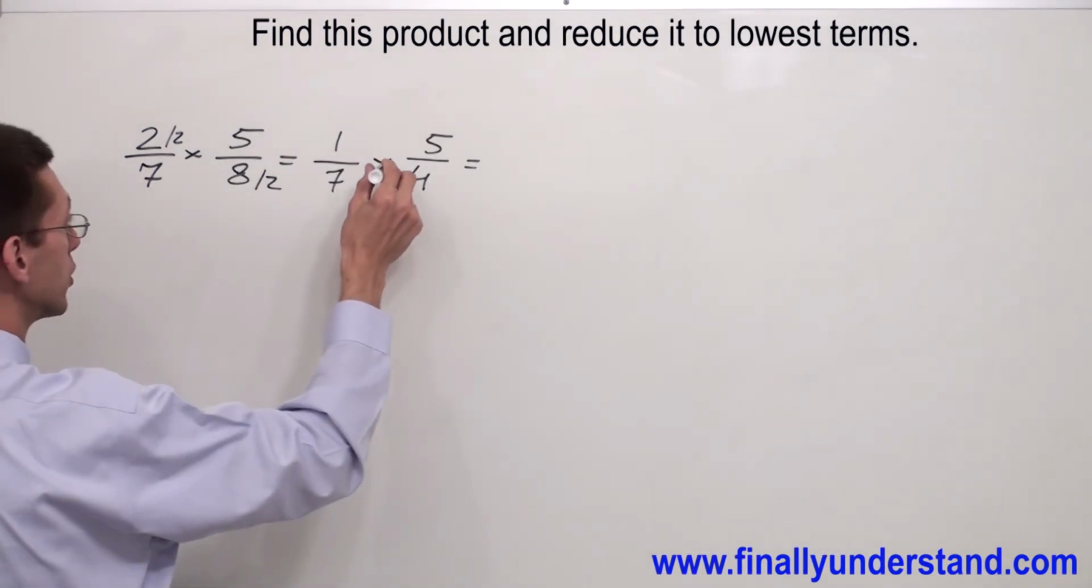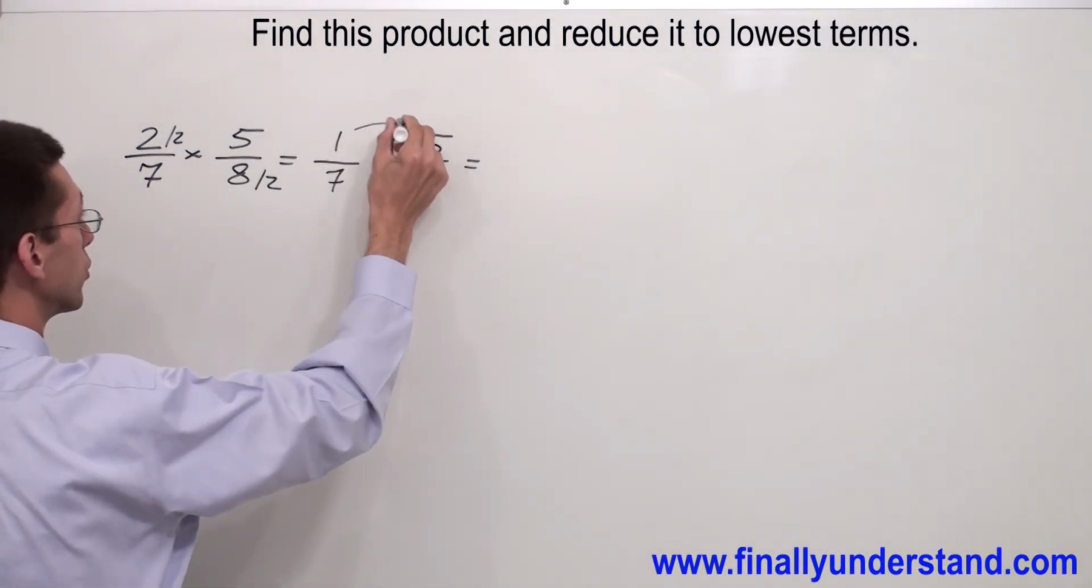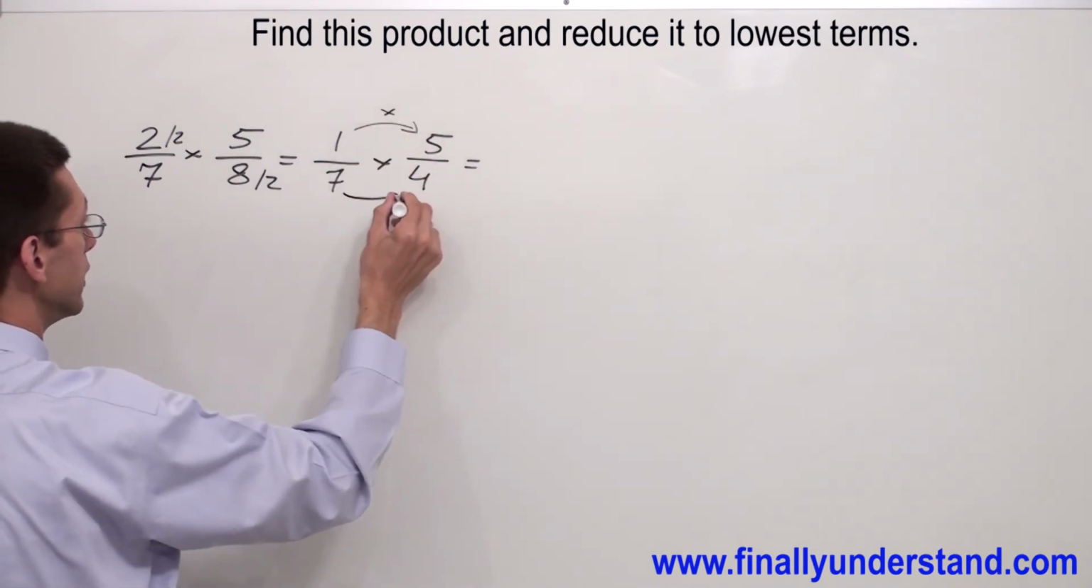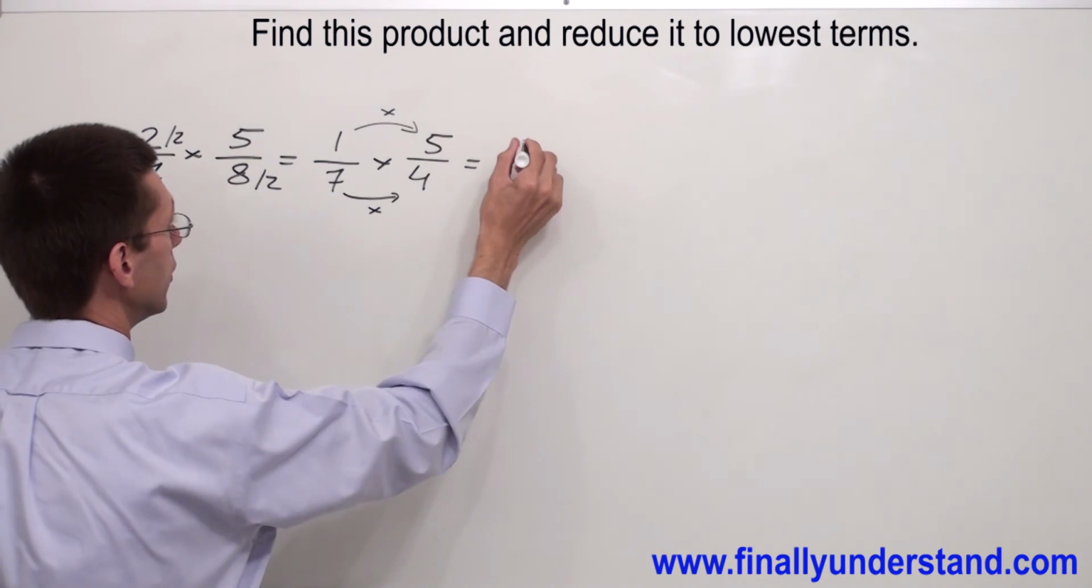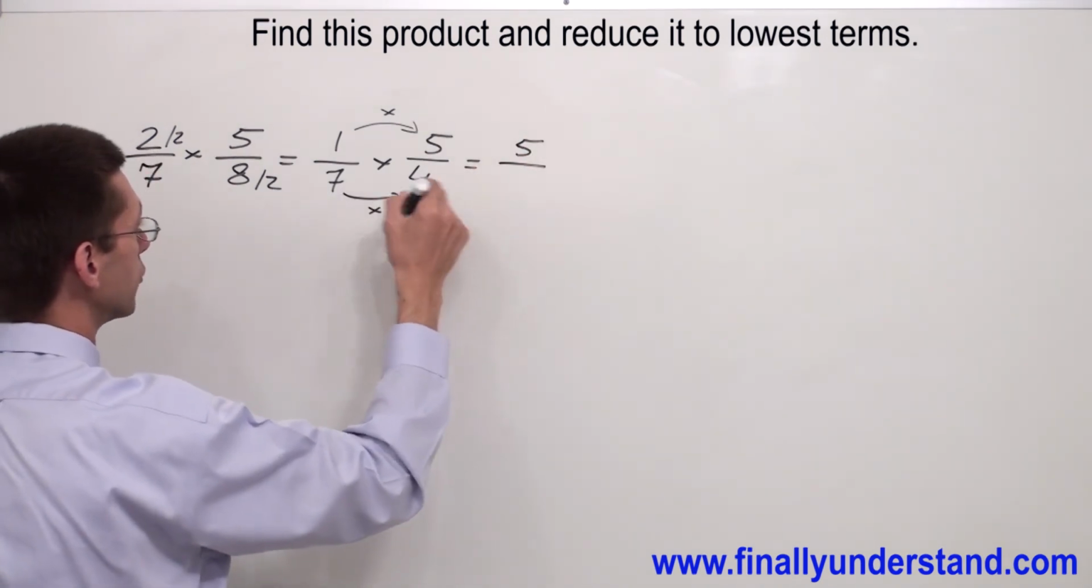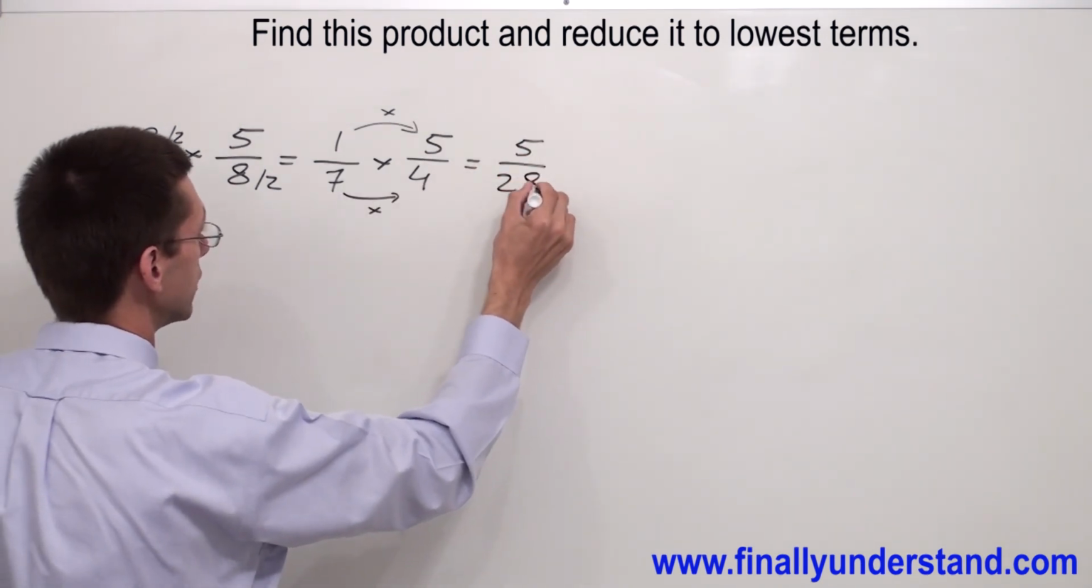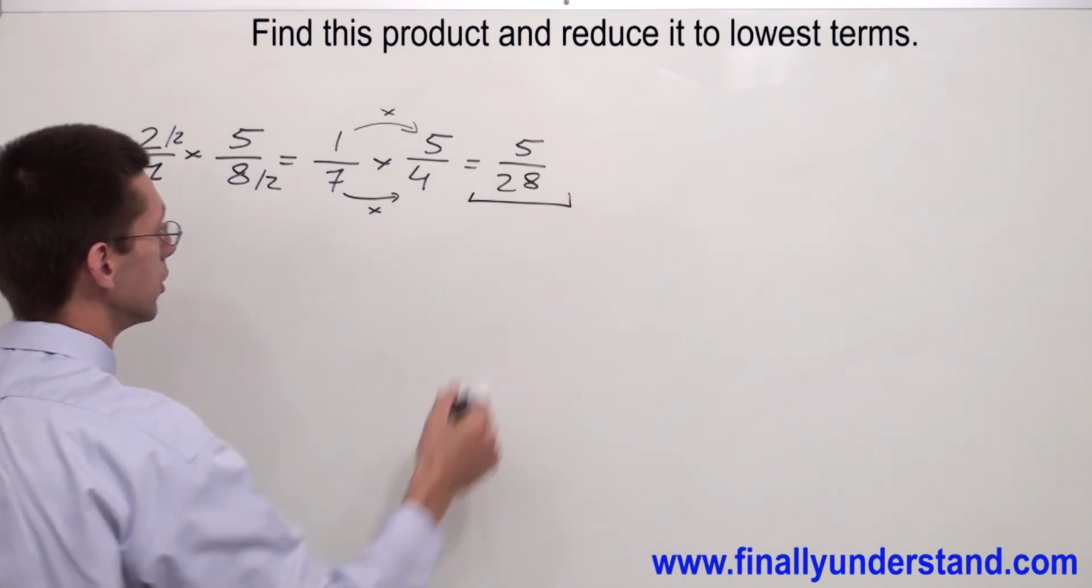Remember, anytime we multiply fractions, we have to multiply numerator by the numerator and denominator by the denominator. So 1 times 5 is equal to 5 and 7 times 4 gives me 28. This is the solution to my problem.